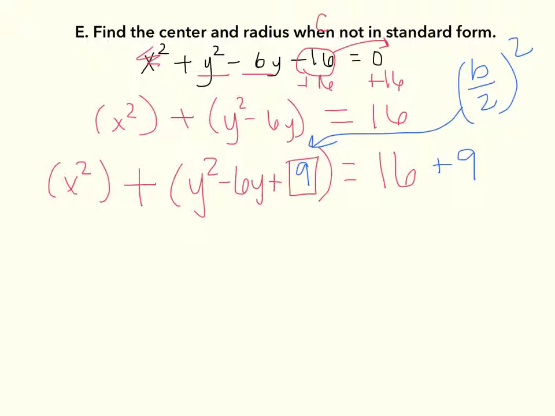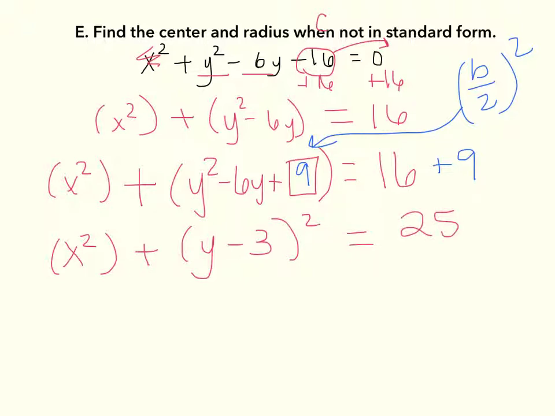So now we've made this a perfect square trinomial. We've added this to the other side. So our x squared is still kind of here. And then this, since we made it that perfect square, it becomes y minus 3 squared equals, and this is 25. So now we have it in that form that we just learned, where our center is going to be 0, 3, and our radius is 5.